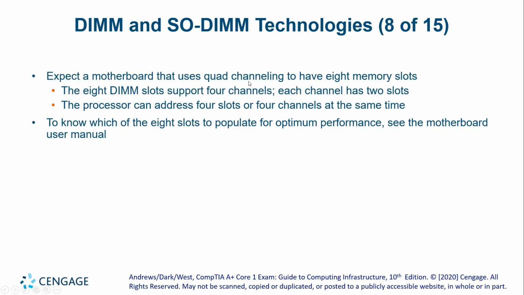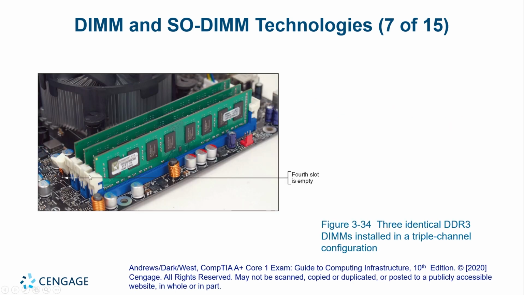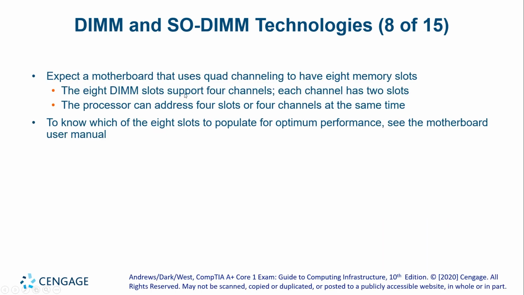Expect a motherboard that uses quad channels to have 8 slots. So technically this one could have a quad channel. 1, 2, 3, 4. Each one has 2, so that would be 8. The 8 DIMM slots support 4 channels. Each channel has 2 slots, and the processor can address 4 channels at the same time, which means the bus goes to all 4 channels at the same time.